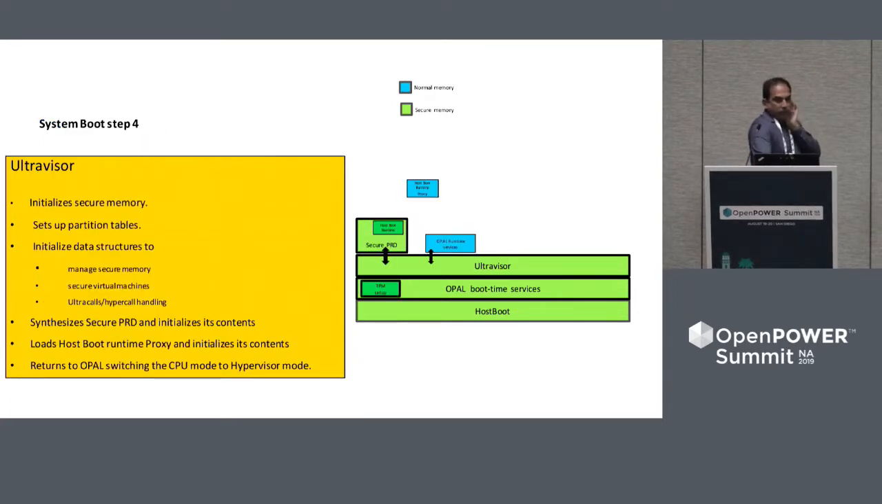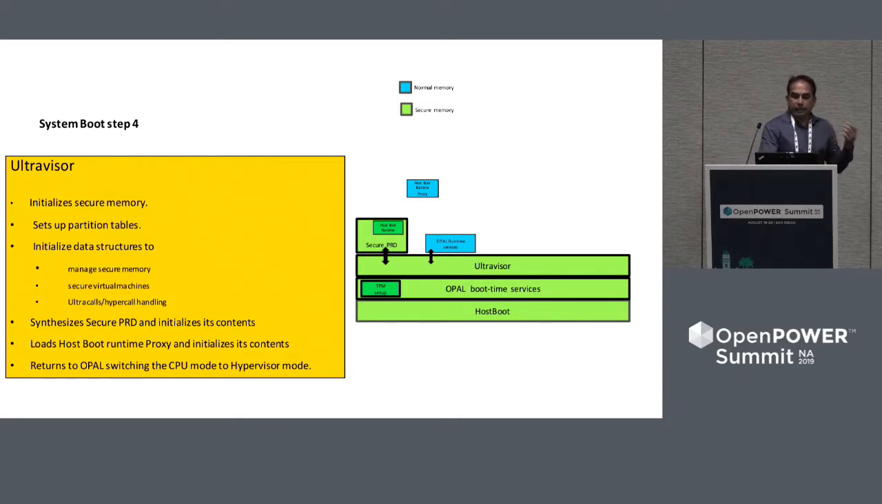Ultravisor gets control. What it does is it is responsible for all the secure memory that is there in the system. So it initializes secure memory. It is responsible for all the partition table and the page table. It's mostly responsible for the partition table. It initializes the partition table, then sets it up. It initializes all the data structures to manage the secure memory, the data structures to manage all the secure virtual machines, and also sets up its data structures so that it can handle any ultra calls and hyper calls that can come in the future.